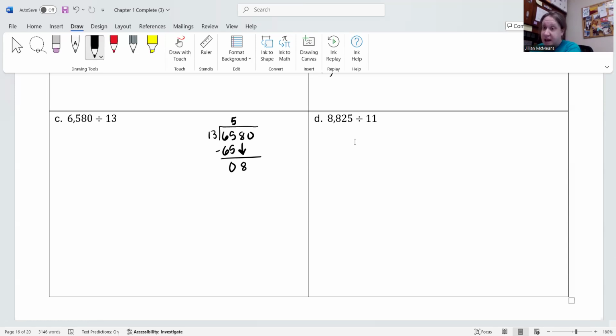So 13 goes into 8 0 times. 0 times 13 is 0. So I subtract and I get an 8. And then I drop down the next digit in line, which is a 0. So now we want to do 80 divided by 13.